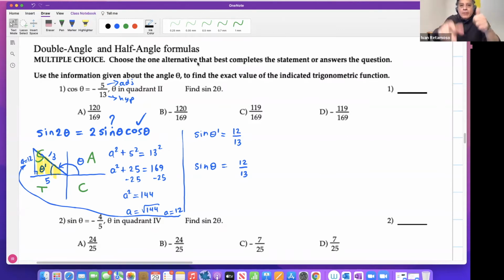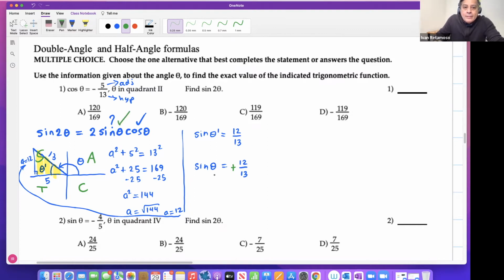Positive. Very good, Gabriela. Excellent, right? I think you have mastered the use of the All Students Take Calculus mnemonic device. Positive, because sine and its reciprocal cosecant are positive. So this one is positive, definitely. And mathematicians, when the sign is positive, they don't write it, right? So it's 12 over 13. Great. So now we found this guy, right?